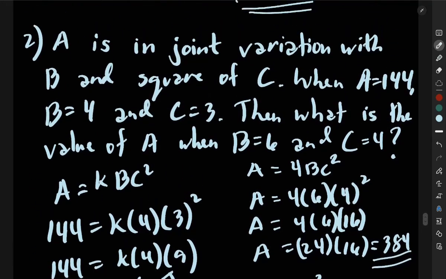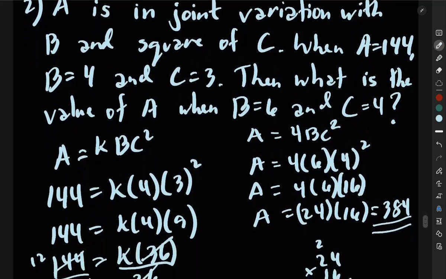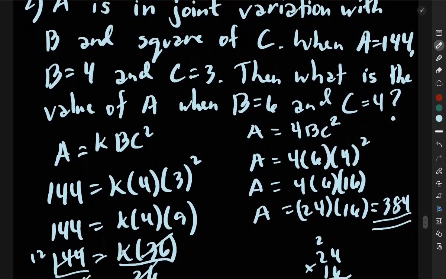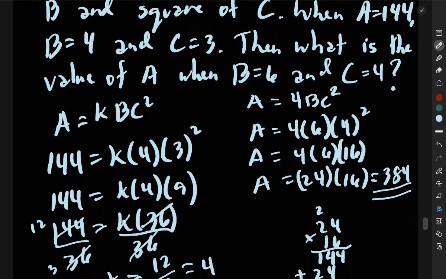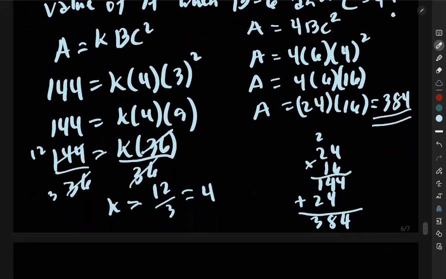Okay. So our answer makes sense. Compared to 144, where B is 4 and C is 3, as C and B get bigger, our A is even bigger.